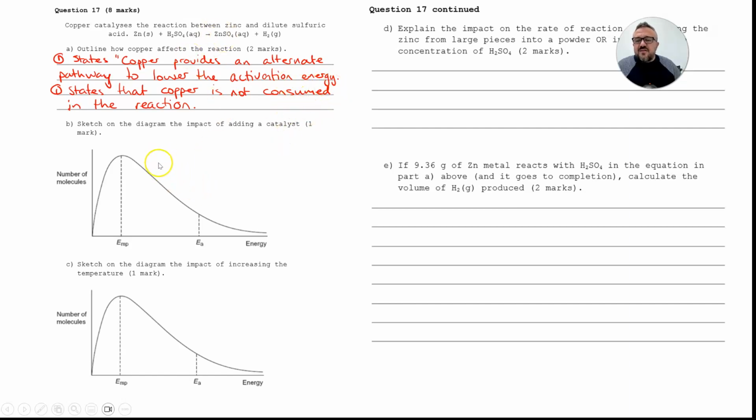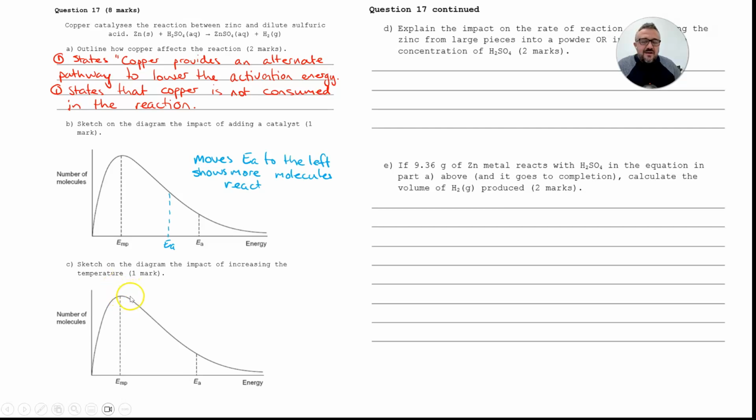Okay, sketch on the diagram the impact of adding a catalyst. First off, it moves the activation energy, that's EA here, to the left, and we need to show that more molecules are reacting, right? So we just draw it there. That's all it is, to the left. It's a sketch, so you don't have to measure anything, and you won't have to measure anything with these Maxwell-Boltzmann diagrams, because it's not a to-scale diagram.